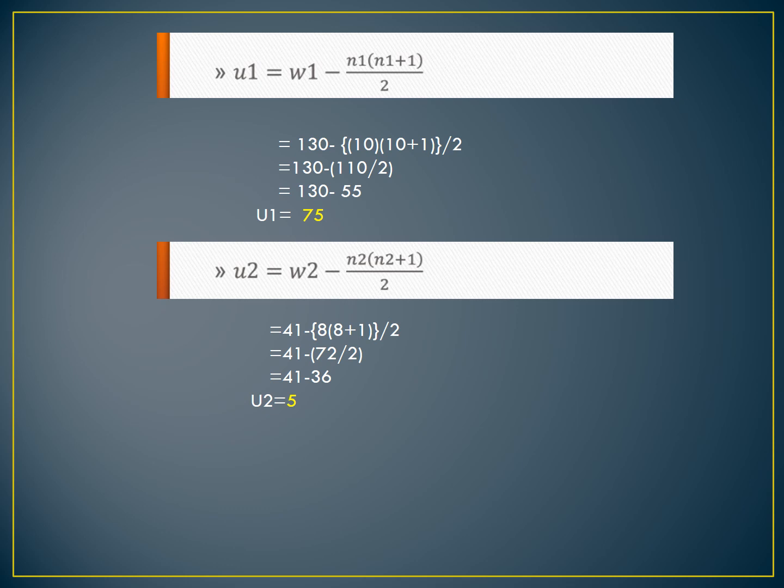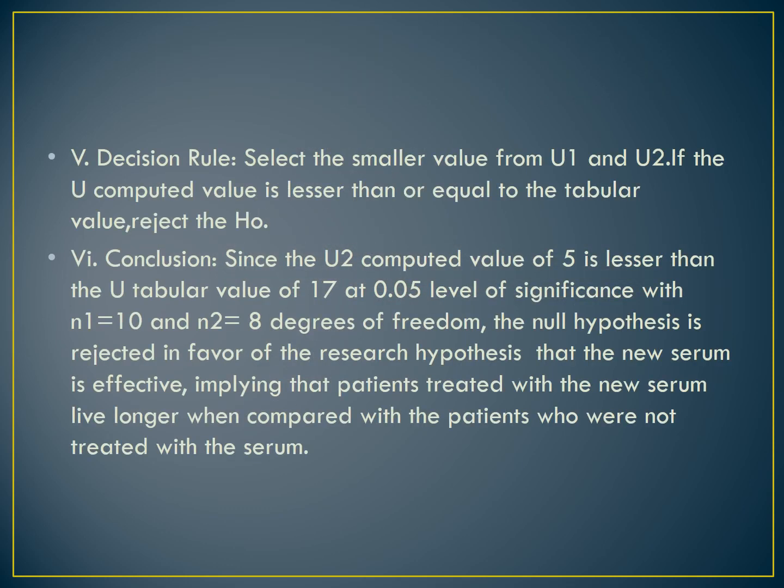Now is the time for computation. So we're going to substitute W1, that is 130, minus N sub 1, which is 10, times N sub 1 plus 1, which is 10 plus 1, divided by 2. So U sub 1 is 75 and U sub 2 is 5. Decision rule: select the smaller value from U1 and U2. If the computed U value is less than or equal to the tabulated value, reject the null hypothesis.